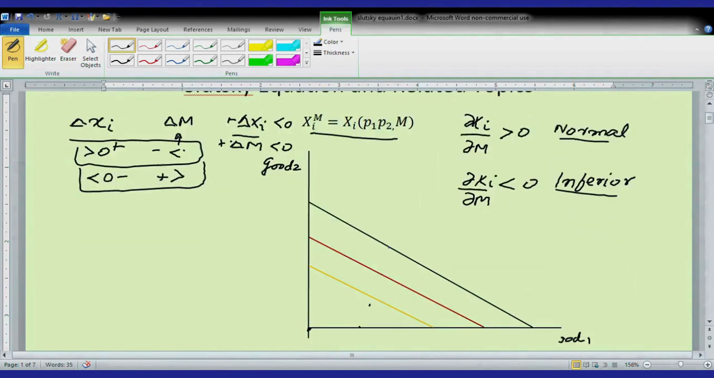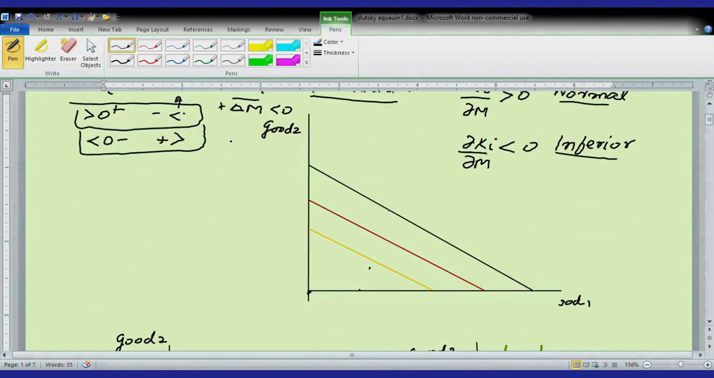See that in this first graph I have drawn three budget lines, with the lowest income being represented by the yellow budget line. And suppose that initially this is our income level, and we are consuming say x1 units of good 1, and so this is your equilibrium at point E1.